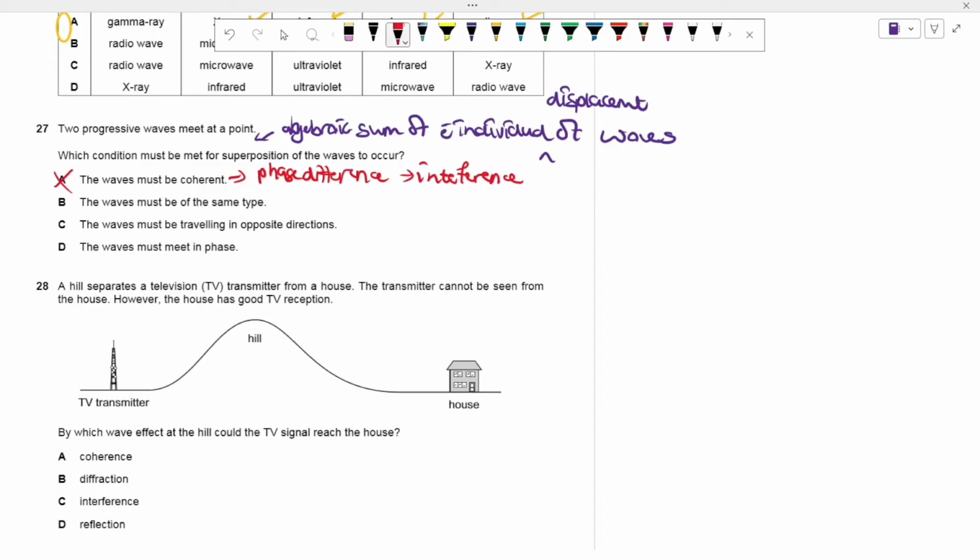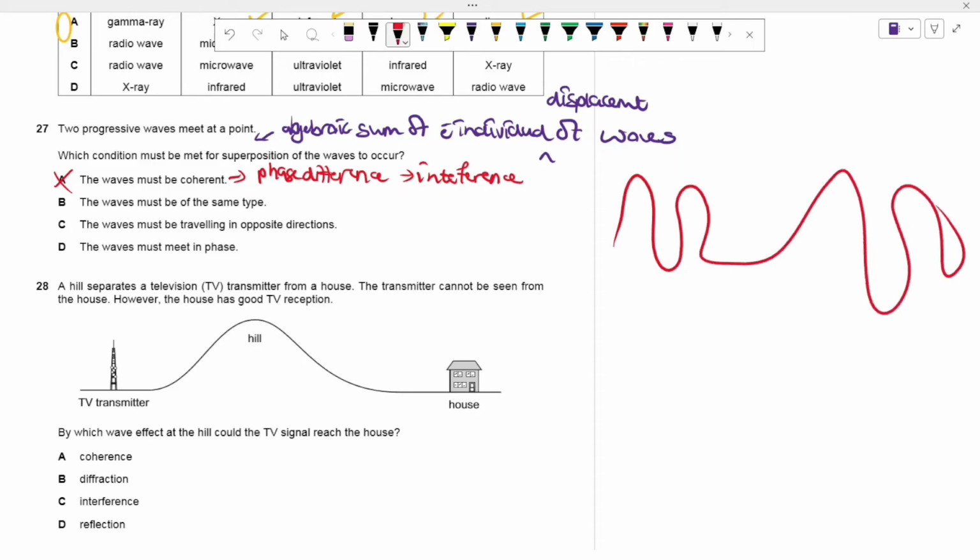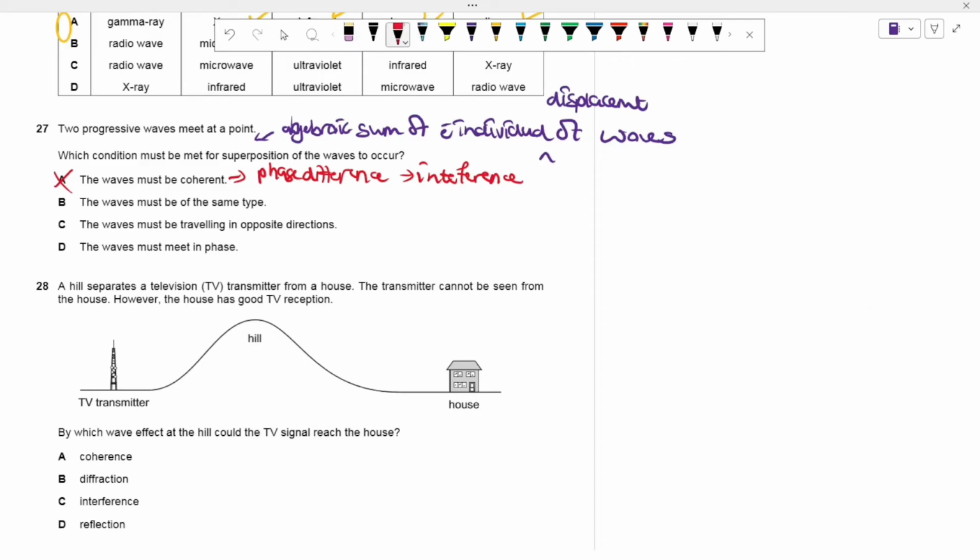Even if they are irregular, like one goes up slowly, like this, we can still add them and get an algebraic sum. So we don't necessarily need waves to be coherent.